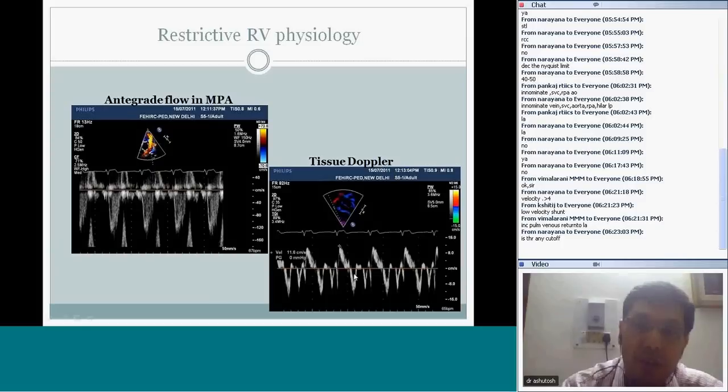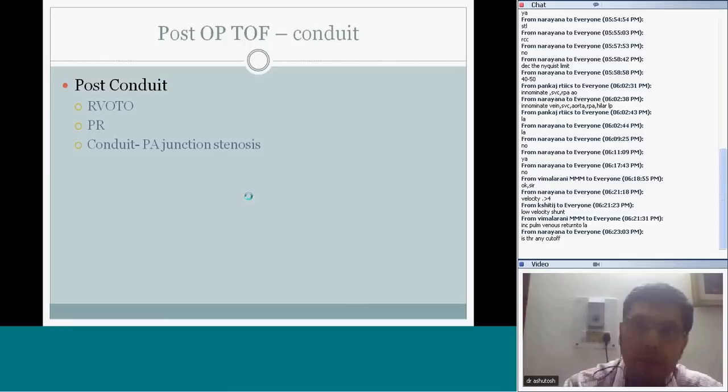And you can also use the tissue Doppler. Velocity excursion of more than 8 is again consistent with restrictive physiology. So these patients are going to be better, they are better in the long-term follow-up, those who have restrictive RV physiology.